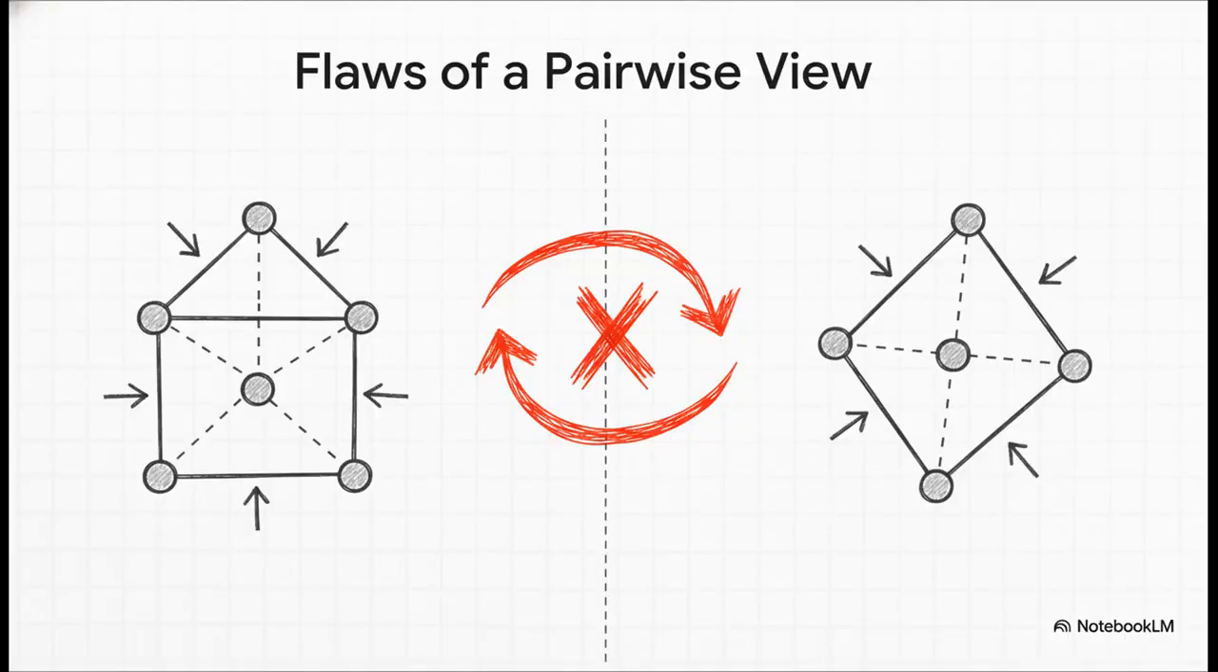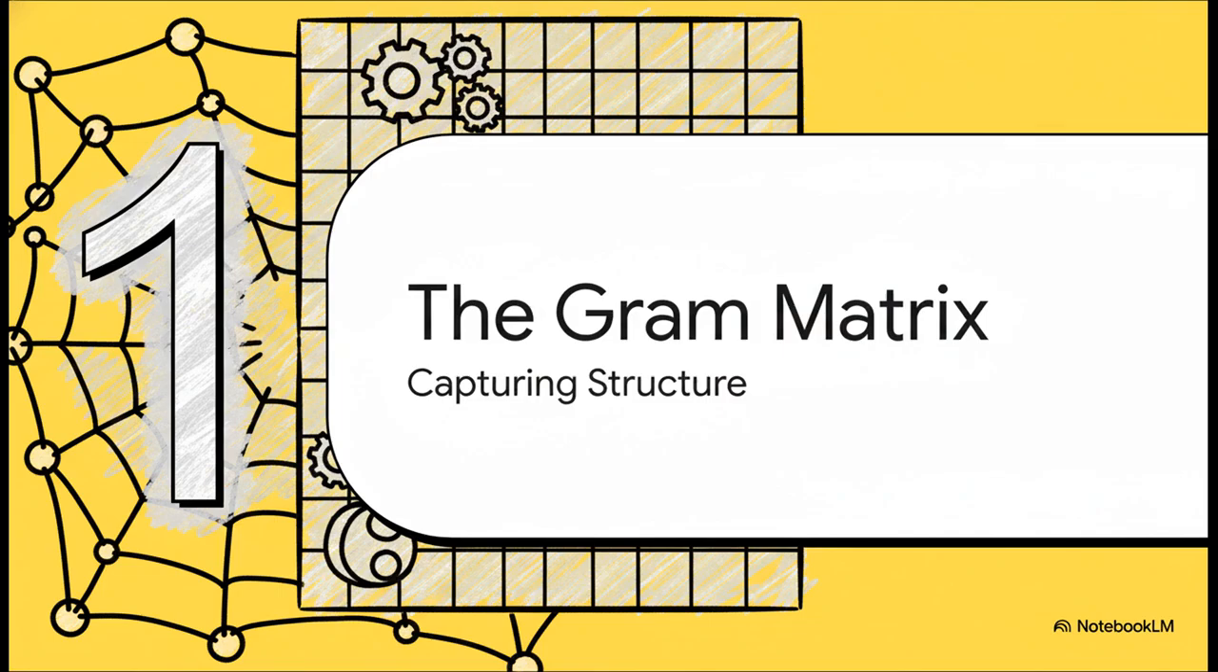And here's why that pairwise view is so flawed. I mean, what if one AI's entire representation is just a rotated version of the other's? Cosine similarity would just fall apart. It can't tell you if the relationships between all the data points are the same. It's a local measure, and it completely misses the global geometry of the knowledge. So to fix this, we need a better tool.